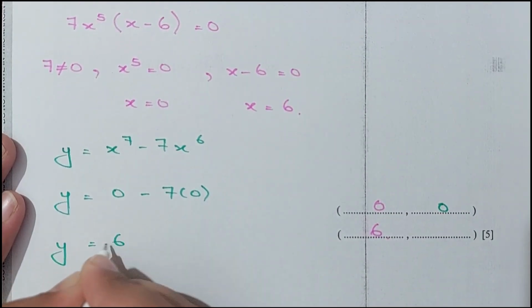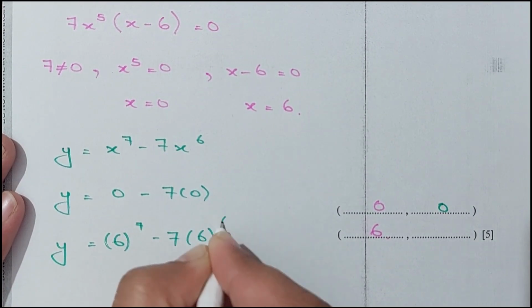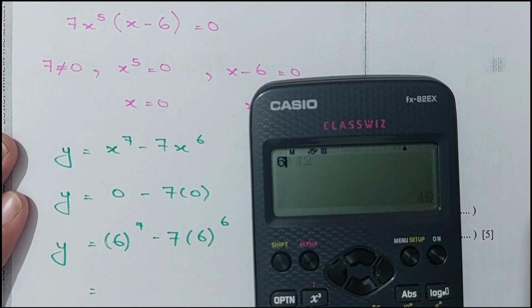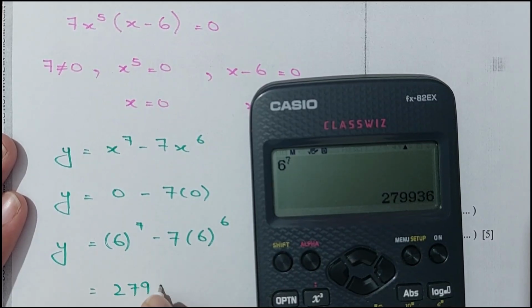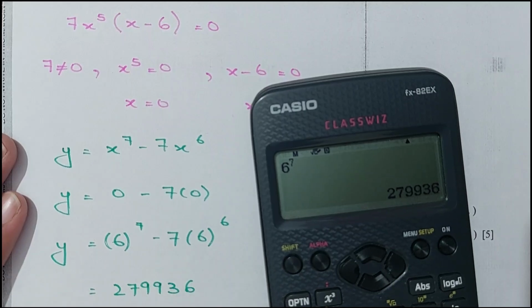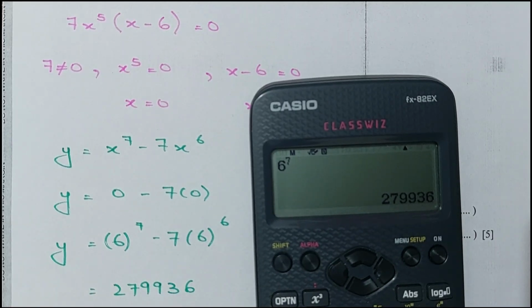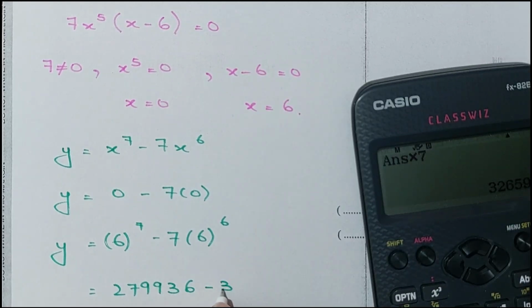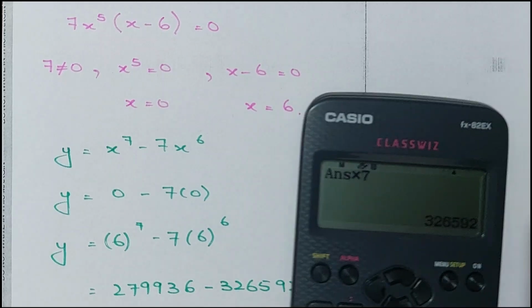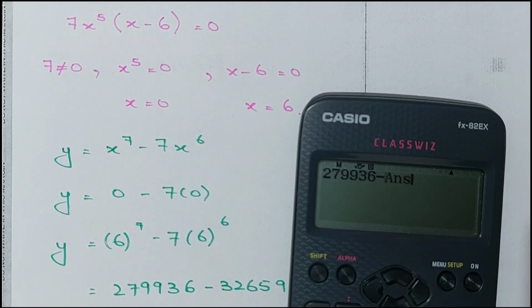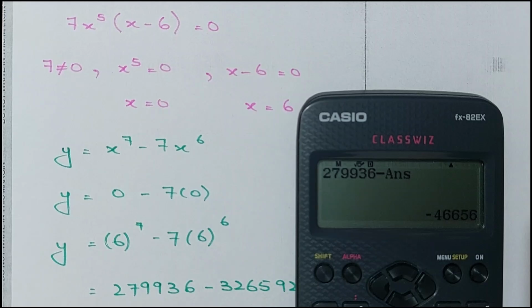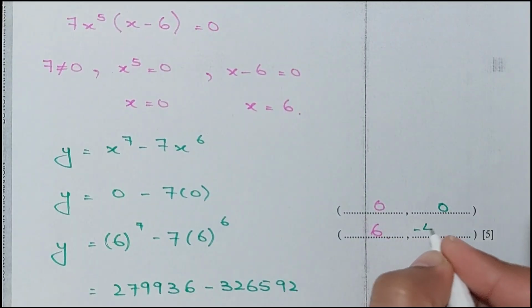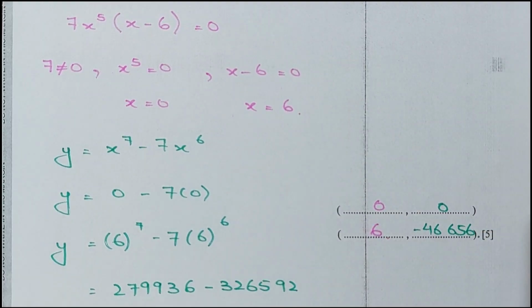Now the y value when x is 6: 6 to the power 7 minus 7 times 6 to the power 6. 6 to the power 7 is 279,936. Now 6 to the power of 6 times 7 is 326,592. So 279,936 minus 326,592 is -46,656. These are the two coordinates.